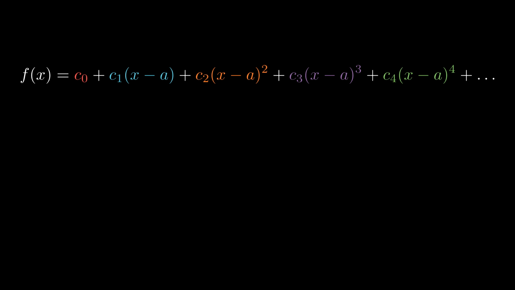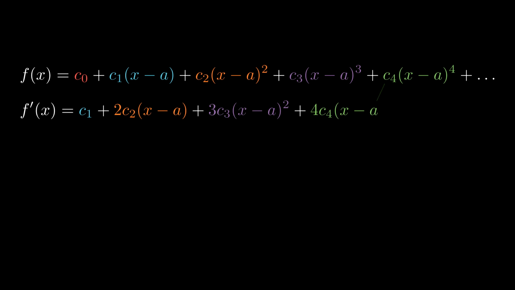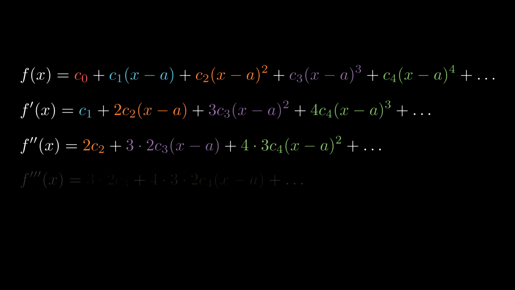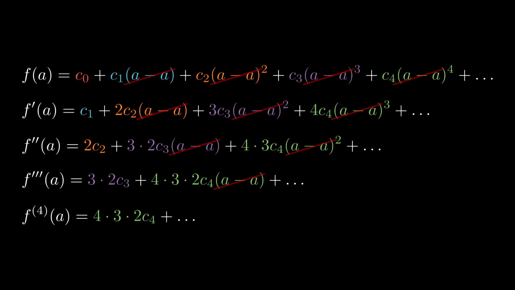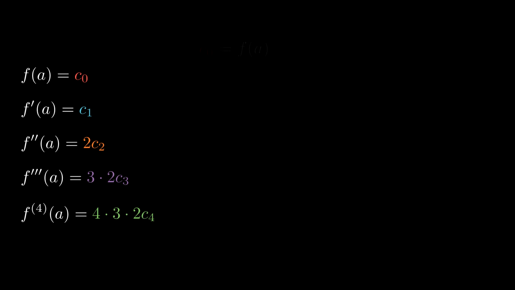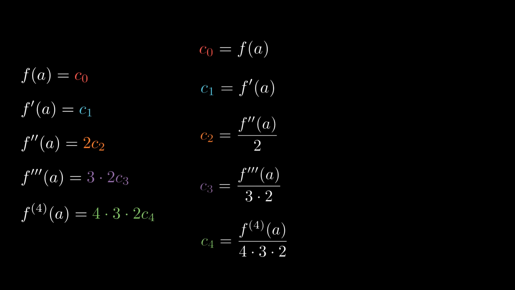We can use the rules of differentiation to find the first derivative, second derivative, and so on. Notice how if we calculate the function for when x equals a, then all these terms would be 0. And therefore c0 would equal the function at x equals a. c1 would equal the first derivative at x equals a. c2 equals the second derivative at x equals a divided by 2, and so on. In other words, c of n is equal to the nth derivative at x equals a divided by n factorial.